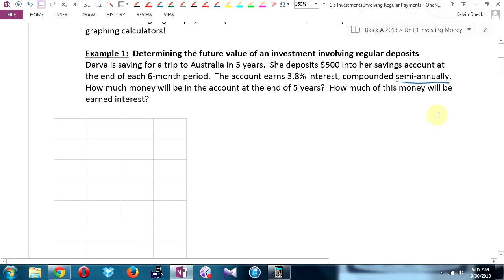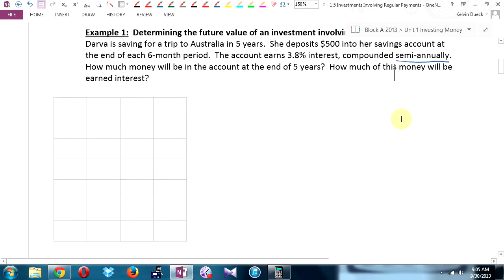Well, the interest is going to be final amount minus however much I invested, which is going to be $500 twice a year times 5 years. We'll get to that. We need to kind of figure out what each of these things means on our calculator.